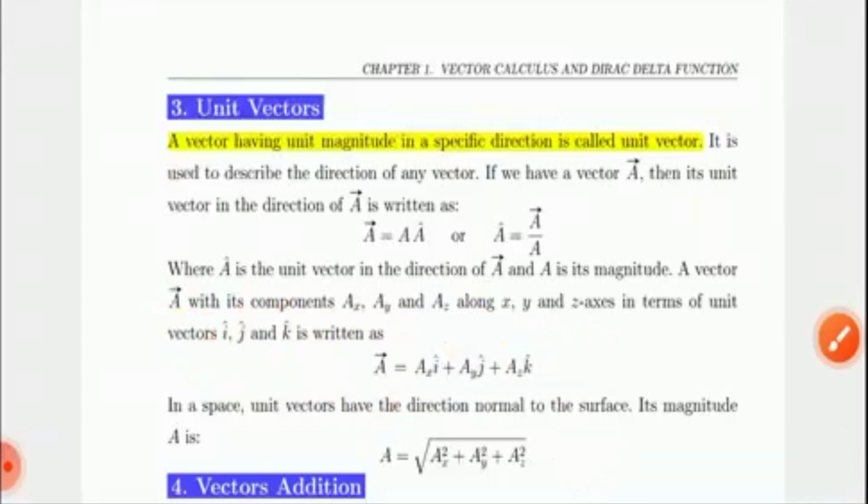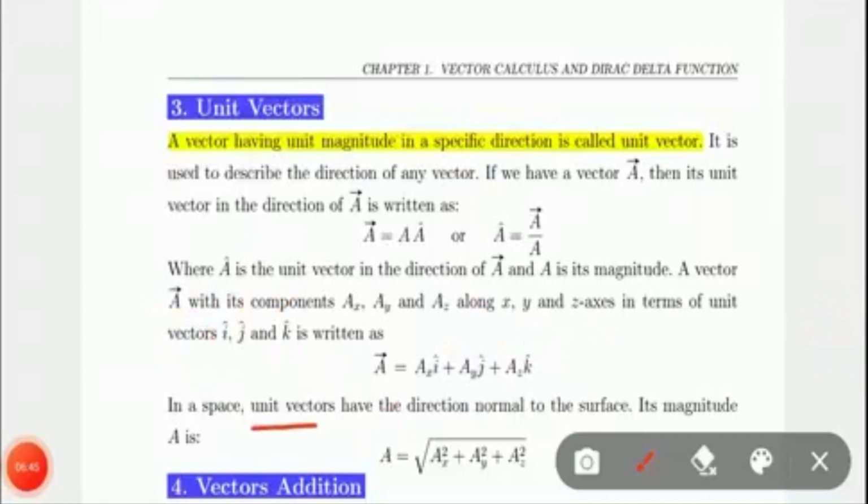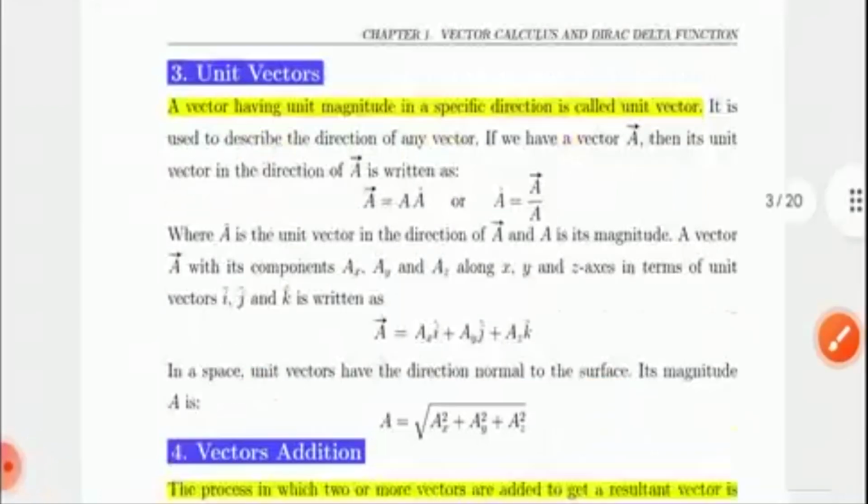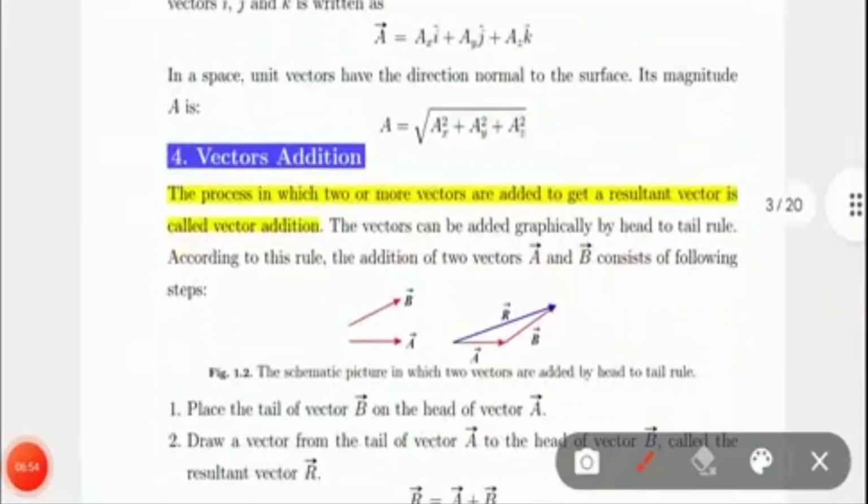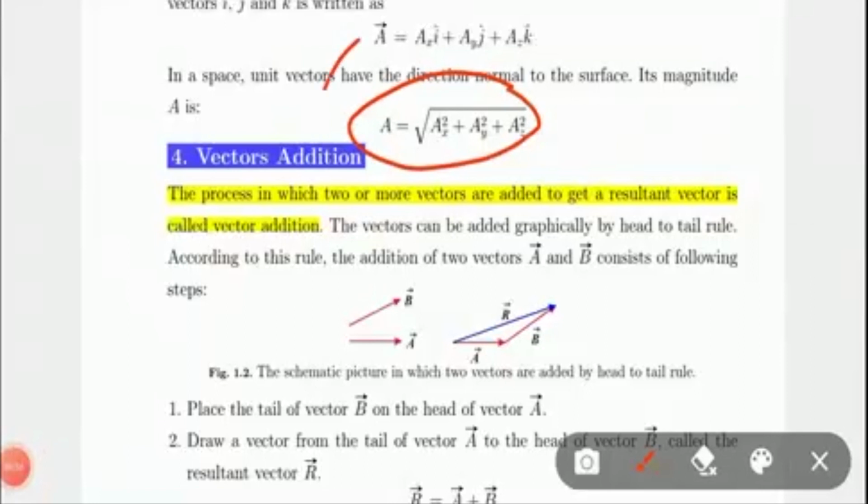In space, the unit vector has the direction normal to the surface, and the magnitude of this vector can be expressed as follows. Here you see that the magnitude of the vector A is expressed as A. On the right hand side, we take the square root of the sum of the squares of its components: Ax squared, Ay squared, and Az squared.